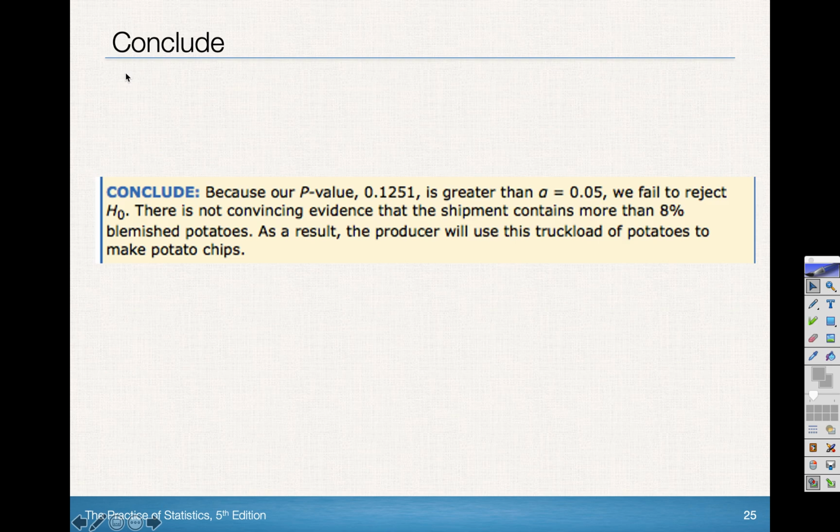Okay. Now, that is a 1 proportion z test. Today, we're going to focus on what's called the power of a test and type 2 error, and we're going to be using this example as we move forward.